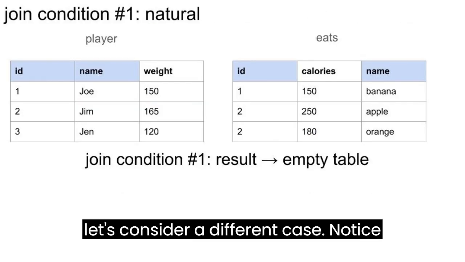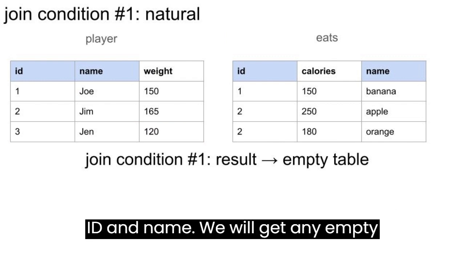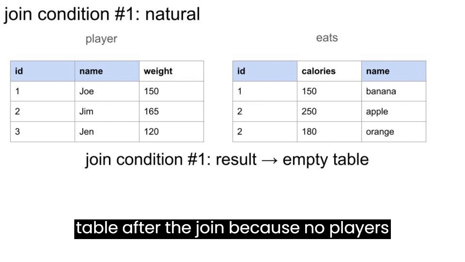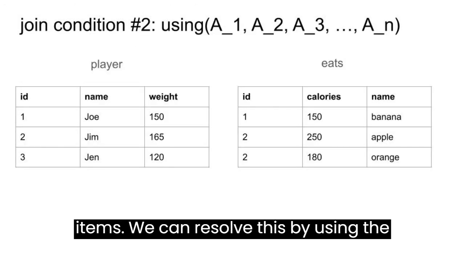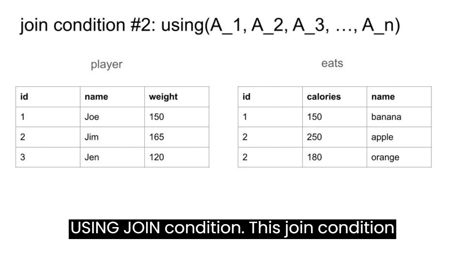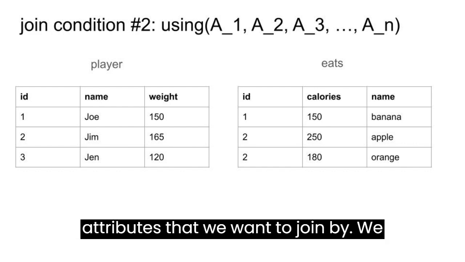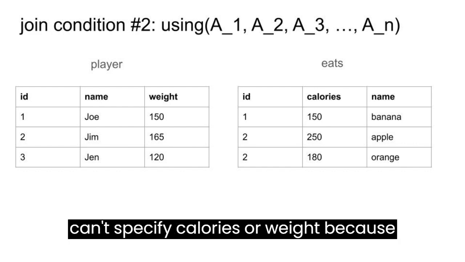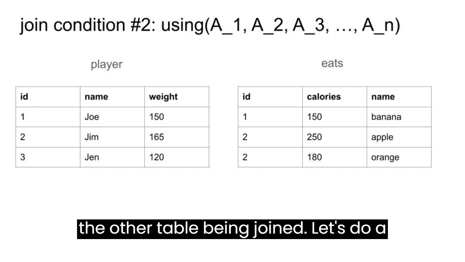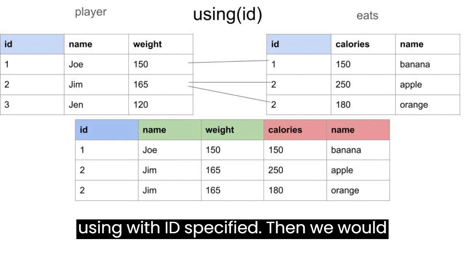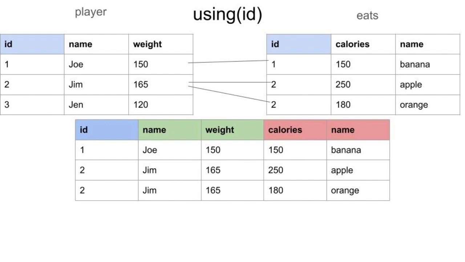Now, let's consider a different case. Notice that there are two attributes matching here, so we must join the table based on ID and name. We will get an empty table after the join, because no players have the same name as any of the food items. We can resolve this by using the USING join condition. This join condition works exactly the same as the natural join, except we specify the same named attributes that we want to join by. We can't specify calories or weight, because they don't have a same named attribute in the other table being joined. Let's do a USING with ID specified. Then we would get 3 matches with all possible rows that can give a player and one of their eating records.